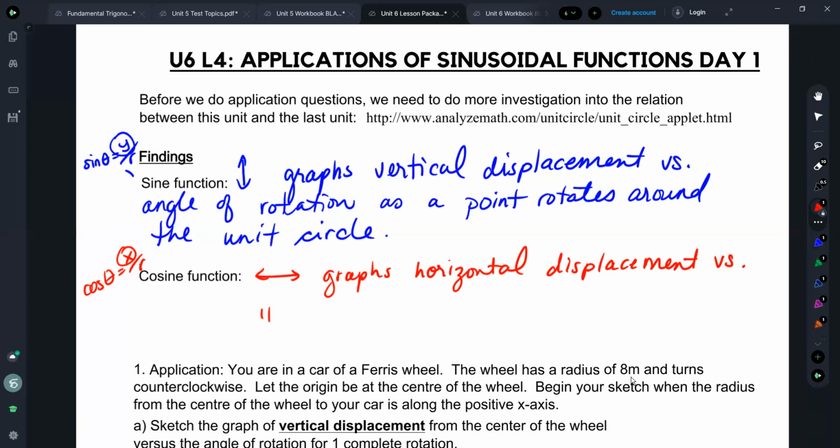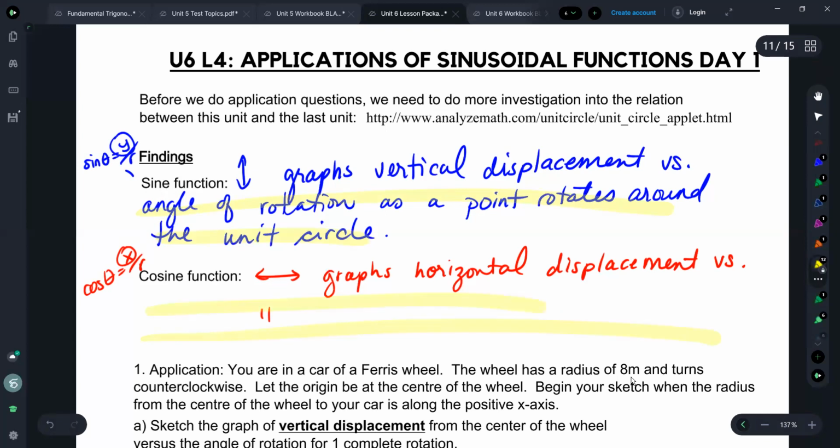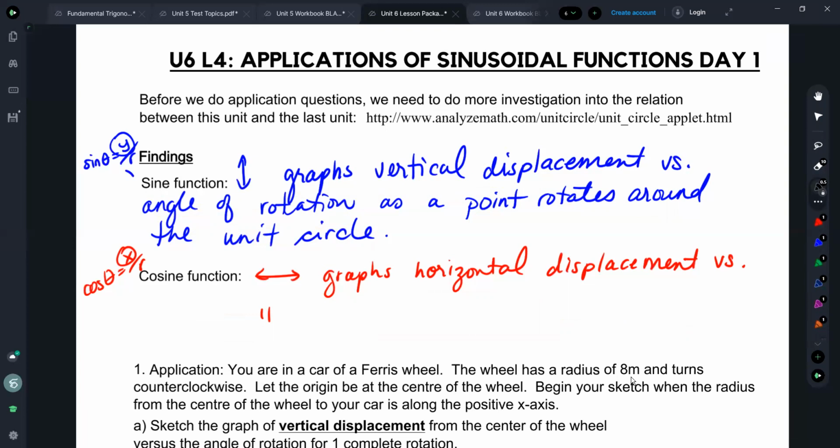I just said it's ditto, so just like the exact same thing that's here is repeated down here. I don't think we need to write it all out again, though. Okay, so sine, we're going to think vertical, cosine, we're going to think horizontal.